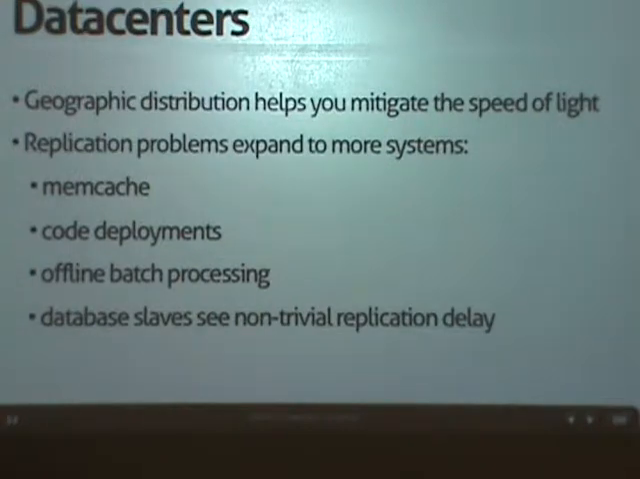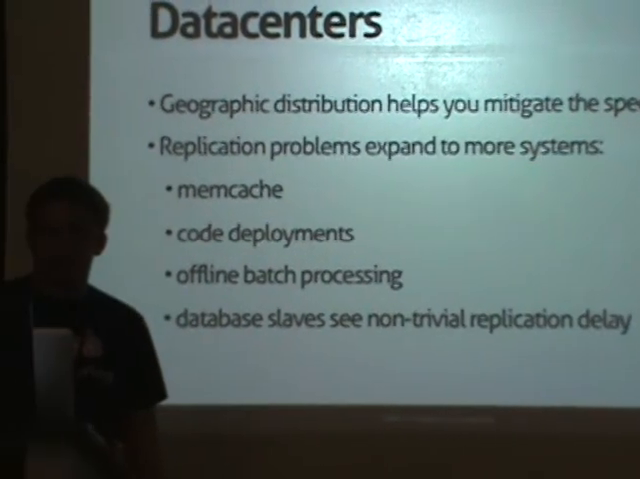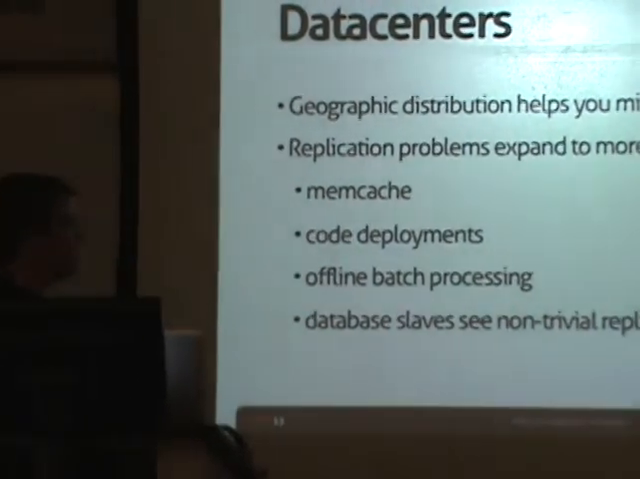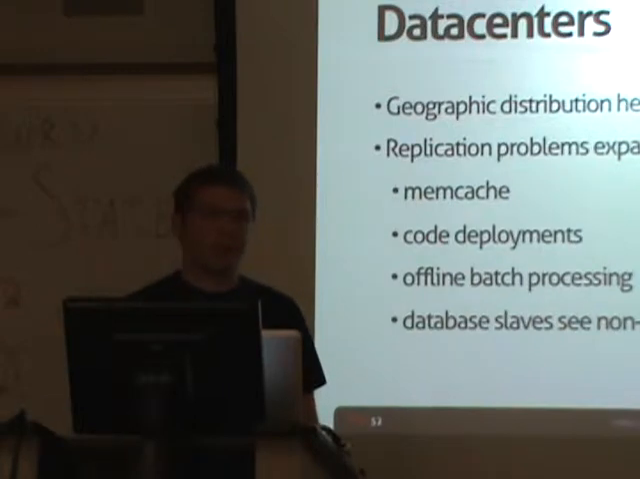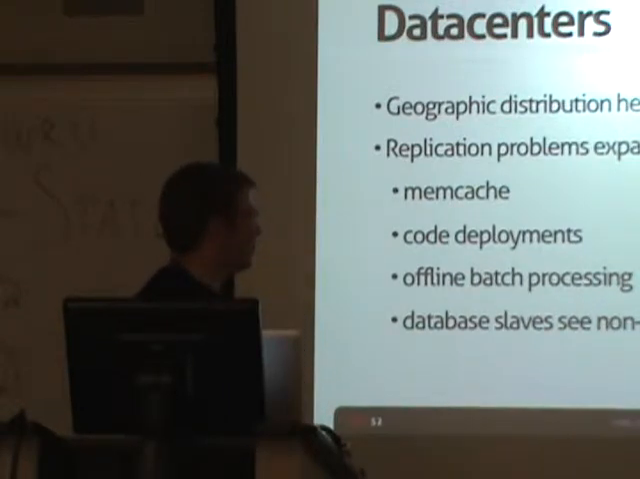So yeah, having geographic distribution helps you mitigate the speed of light. I mean, the speed of light is not the limiting factor in most of our content delivery, but it definitely helps to be closer.